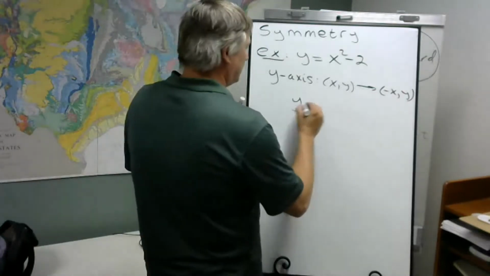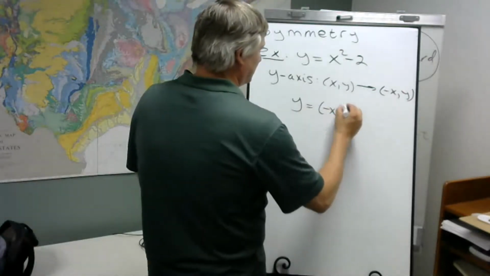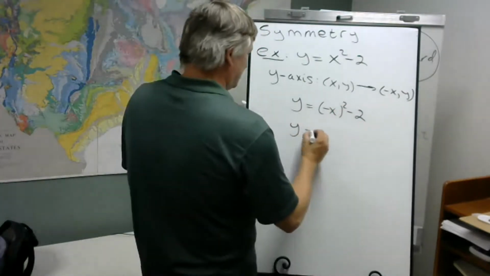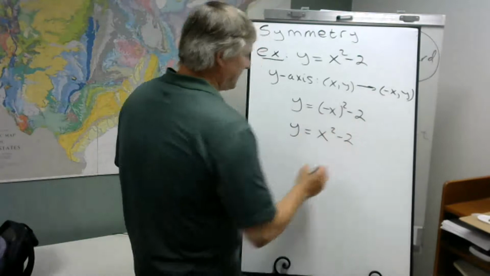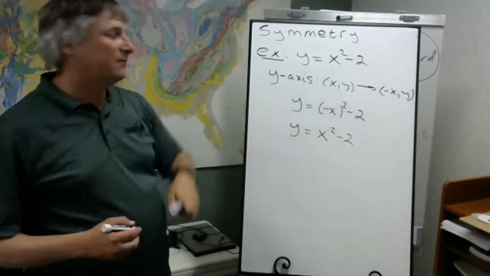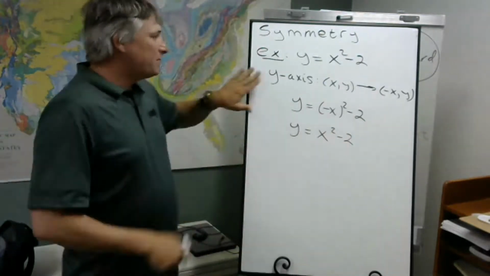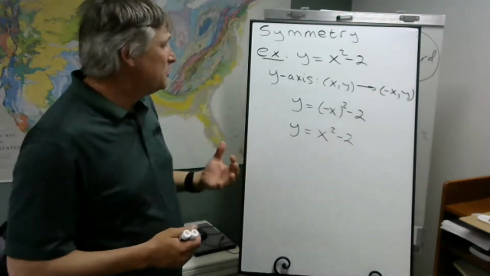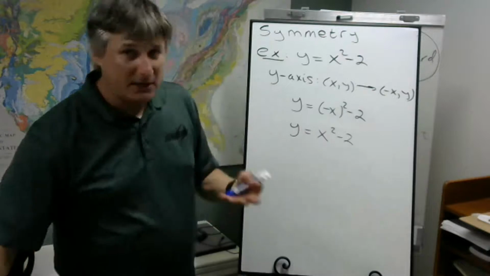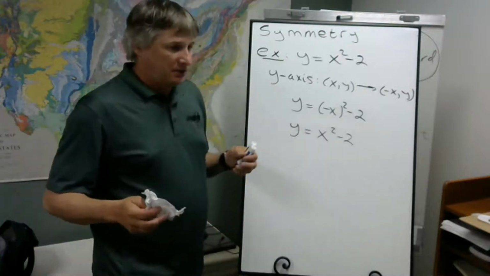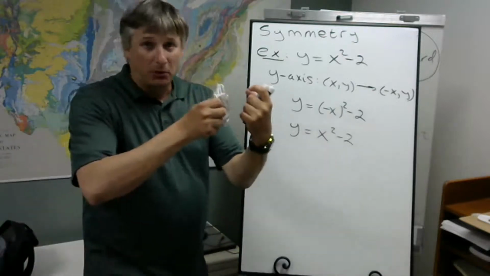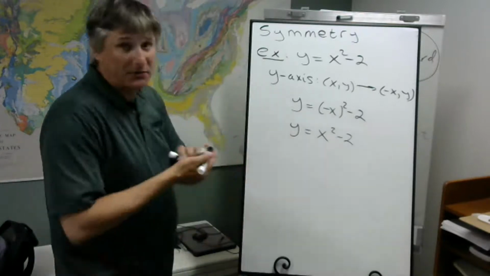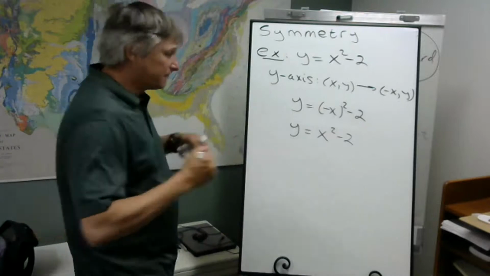So we have y equals negative x, squared, minus 2. Square this, y is x squared minus 2. And sure enough, it simplifies to be the same. So this is symmetric across the y-axis. Now that doesn't mean that we're done. You could have multiple symmetries. For example, a circle centered at the origin is symmetric across the y-axis and across the x-axis and across the origin.